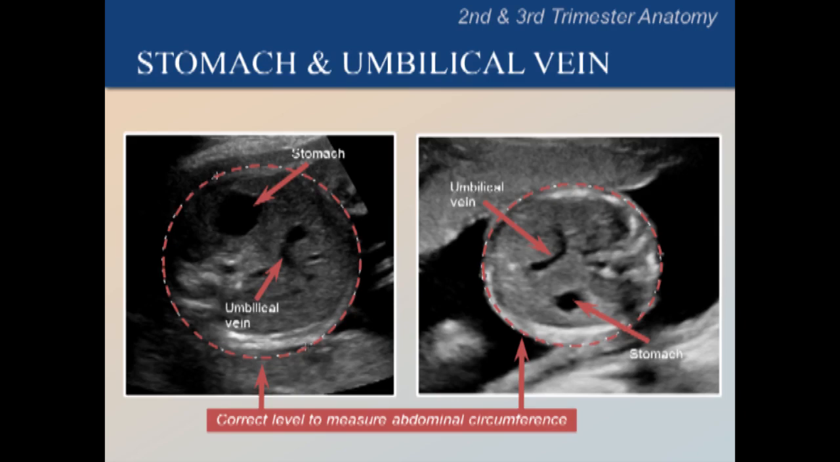Imaging the stomach and umbilical vein together is very important because it allows us to take a measurement here of the abdominal circumference to help determine gestational age. The dashed line in each image shows the measurement taken by the sonographer of the abdominal circumference. We will talk more about how to do this in the next lesson.